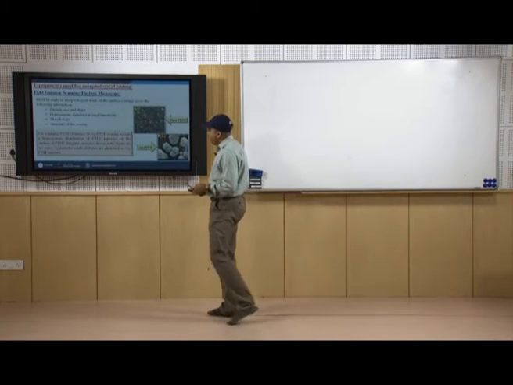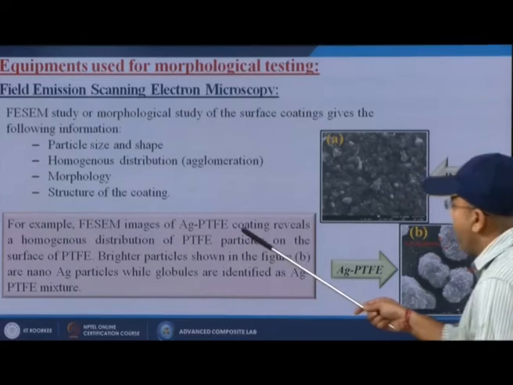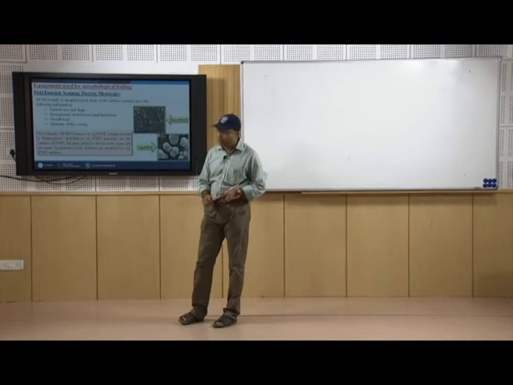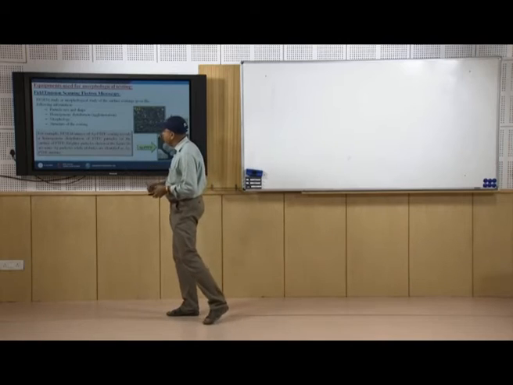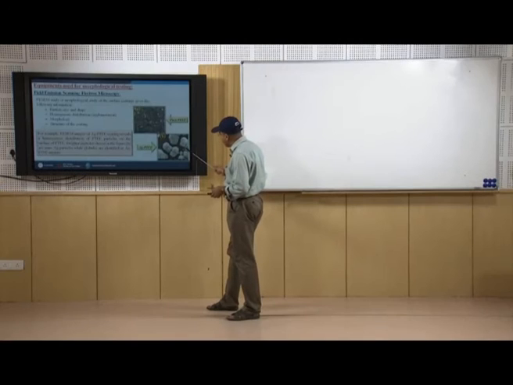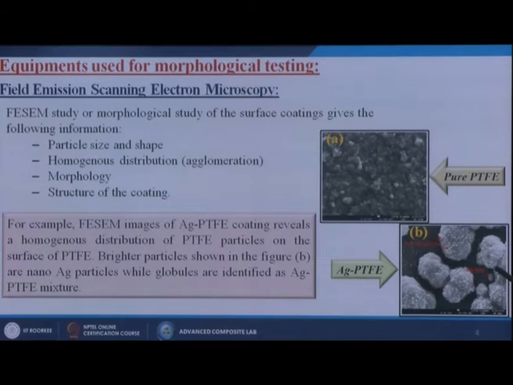So for example, FESEM image of a silver PTFE, PTFE is nothing but one kind of polymer, that is polytetrafluoroethylene coating reveals a homogeneous distribution of polytetrafluoroethylene particles on the surface of the PTFE. Brighter particles shown in the figure B are nano silver particles, while globules are identified as AgPTFE microstructure. So here you can see that small globules can be seen, which is nothing but the AgPTFE fiber, and the bigger one is the pure Ag particles.